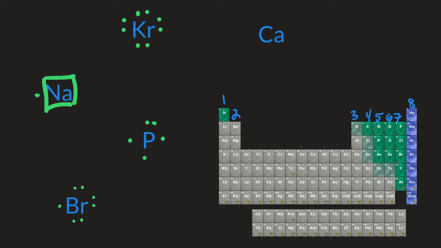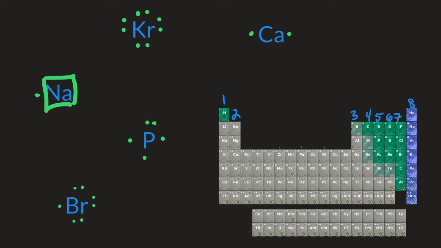Let's do our last example, calcium. Calcium is in group 2 over here. It only needs 2 dots. So I'm going to put those opposite of each other. I could have put those here. It doesn't matter.